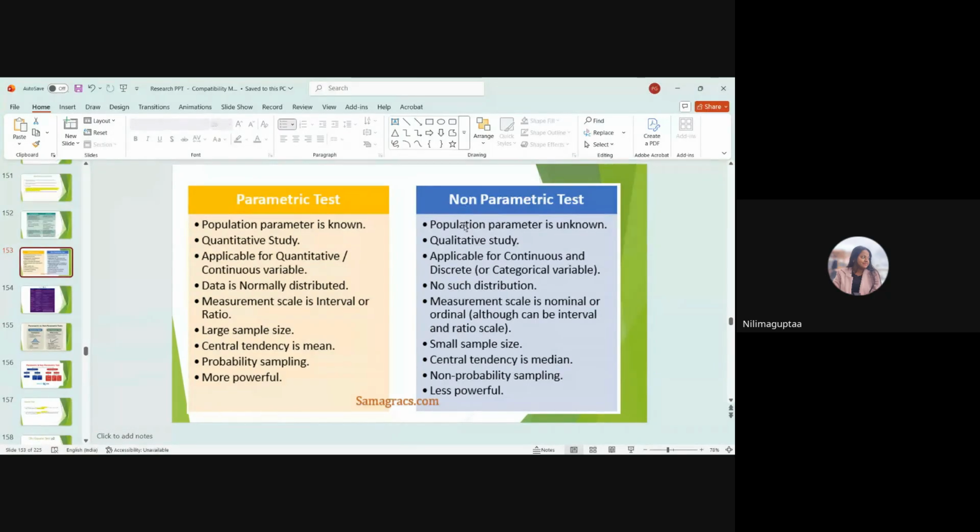Parametric is population; in non-parametric, the population is unknown. It's a quantitative study versus a qualitative study. Other things are almost the same. Probability sampling and more powerful. And here we take a median in the non-parametric test, and it is less powerful compared to the parametric test.